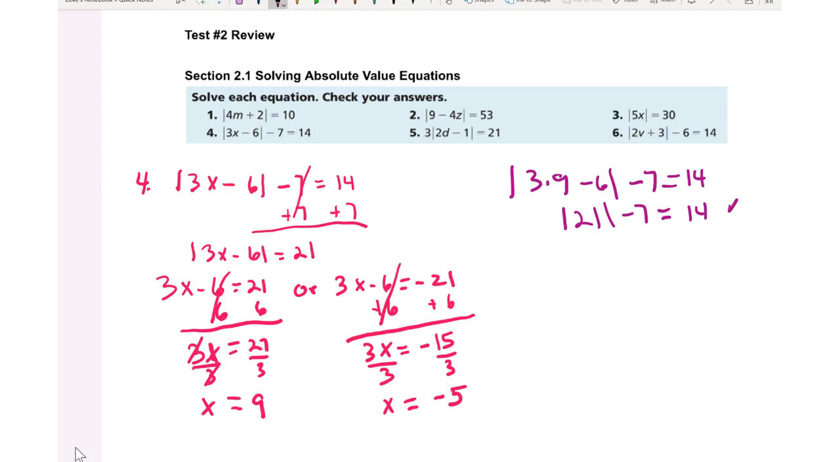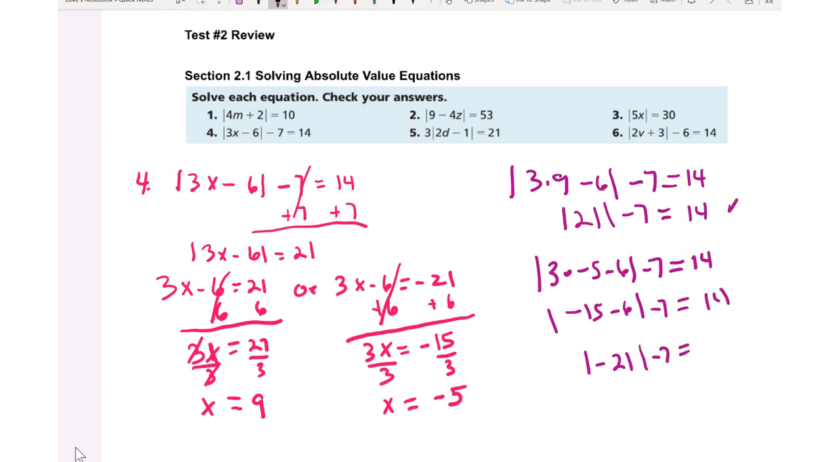The next one you want to check is negative 5, the absolute value, and I'm substituting 3 times negative 5 minus 6 minus 7. And we want to check if it equals 14. 3 times negative 5 is negative 15 minus 6, which gives you the absolute value of negative 21 minus 7. And that does equal 14. That does check. Okay. So your answers are 9 and negative 5.